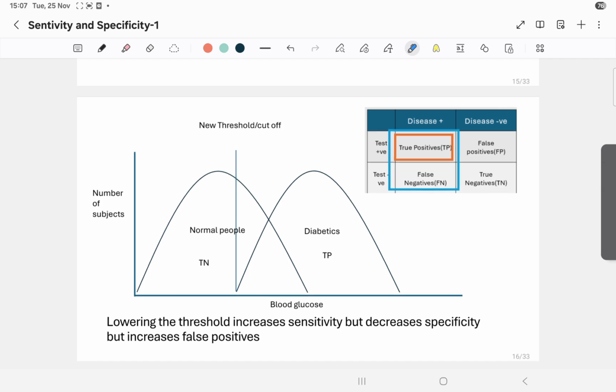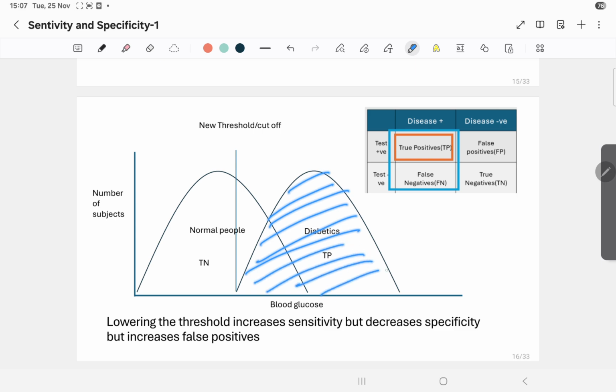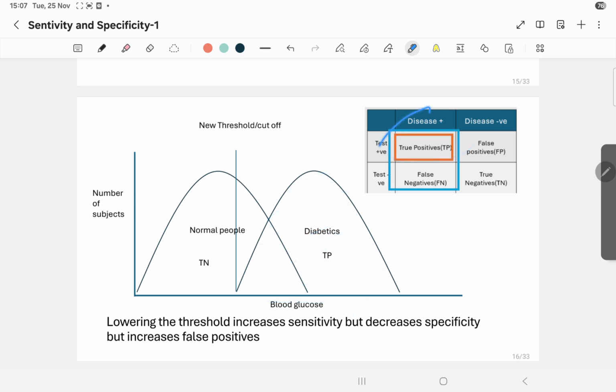Now the question is, we have taken the cutoff here before. This was our threshold. But if I decrease this threshold, what will happen? I will have all the positives, all the diabetics as positive, right? So I will catch more true positives. So what does that mean? What is this formula? This formula is sensitivity. Sensitivity, right? So what is sensitivity? That is how many true positives I can catch.